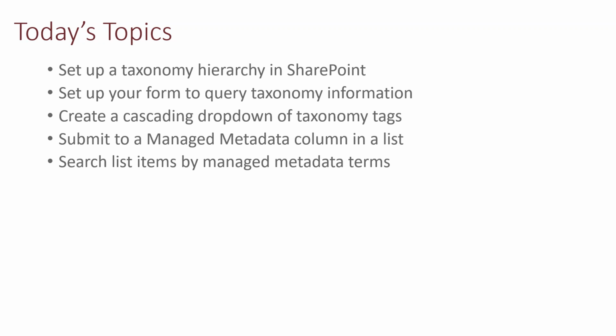Then I'm going to show you how to set up your InfoPath forms to query that information into the form using QRules, and then I'll explain how you can use that to set up a cascading dropdown to pick a series of tags drilling down into lower and lower rungs of the hierarchy. I'll show you how to submit that to a managed metadata column in a list, and lastly I'll show you how you can search list items using that information. So let's get started.